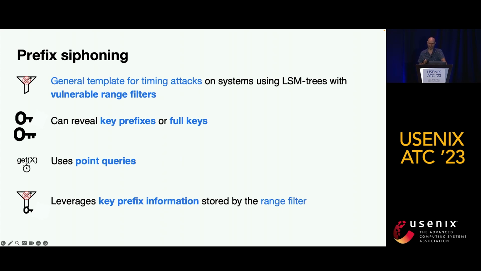Prefix siphoning attack is a general template for timing attacks on systems that use LSM-Tree with vulnerable range filters. It can reveal key prefixes or full keys from the system. The main property that our attack exploits is that vulnerable range filters store key prefix information, which the attacker can reveal by measuring point query response time.